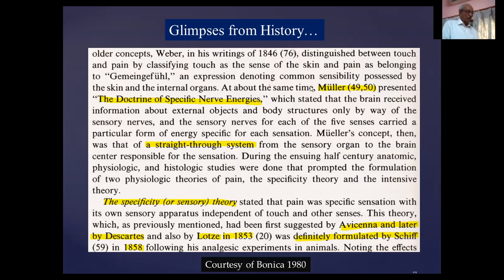Already we have considered Müller and his doctrine of specific nerve energies, according to which the brain received information about external objects and body structures only by way of the sensory nerves. And the sensory nerve for each of the five senses carried a particular form of energy, specific for each sensation. Müller's concept then was that of a straight-through system, from the sensory organ or receptor to the brain or brain center, responsible for the perception of the senses.